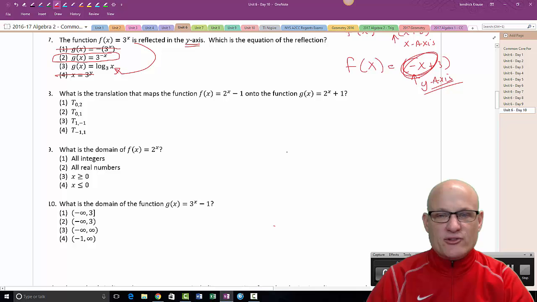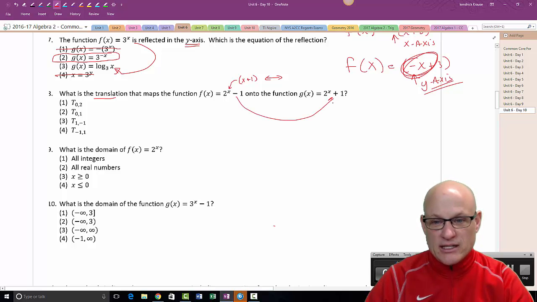This one's relatively straightforward. I'm not doing anything to the x. All I'm looking for is a transformation. I'm not doing anything with the x. If I had, let's say, x plus 1 here, that would be a shift left or right 1. What I'm doing is I'm really adding 2. To go from here to here, you're really adding 2 on the outside of the parentheses.